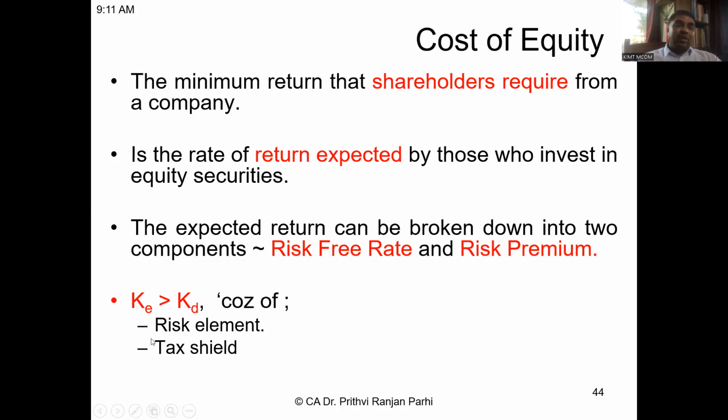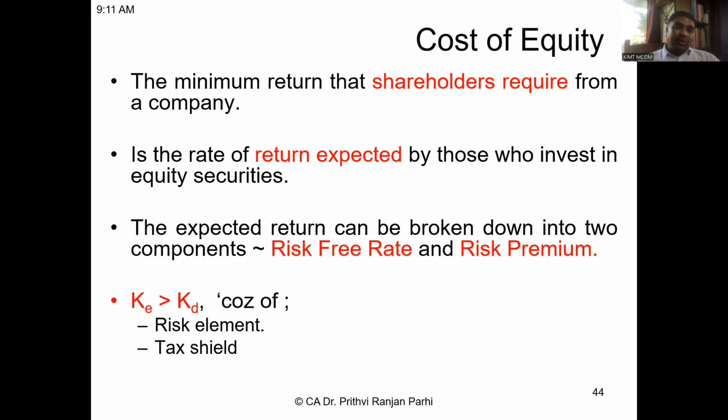First, if you look at your screen, is the risk element. In the sense that the equity shareholder takes more risk. If there is no profit, the equity shareholder is not going to get anything, whereas a debt holder will get interest even if there is no profit. Since the equity shareholder is taking more risk, his expectation is more, and therefore cost of equity is more.